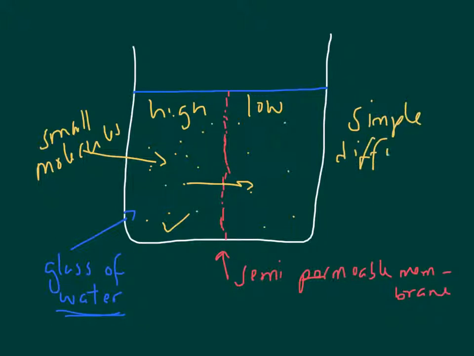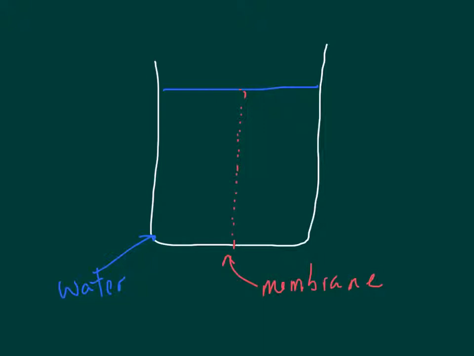Okay, so that's pretty simple. That seems to make sense. We can move our small molecules across the membrane. But what happens if they are large molecules? So let's see what happens when we are dealing with large molecules. I'm going to put some large molecules in here now.